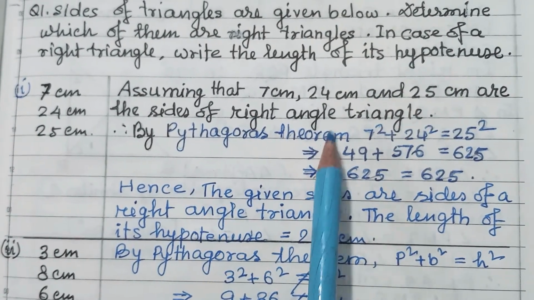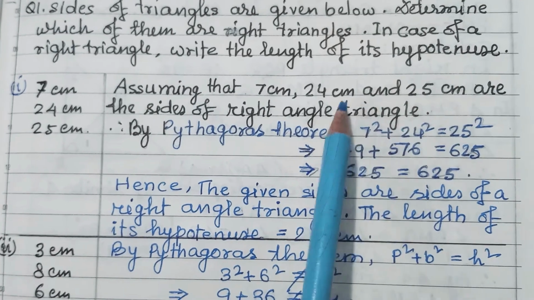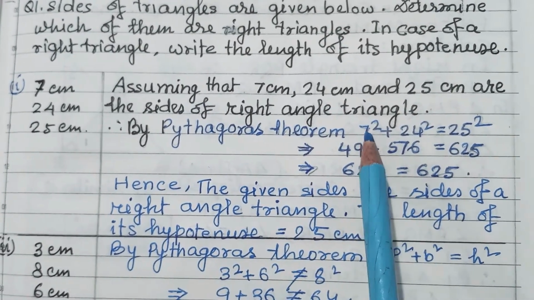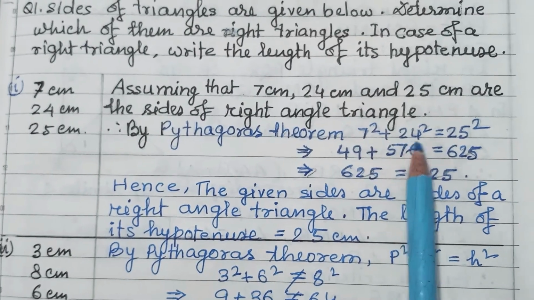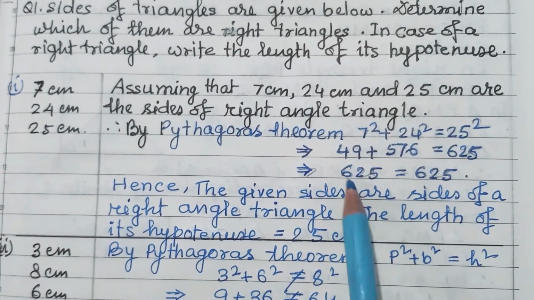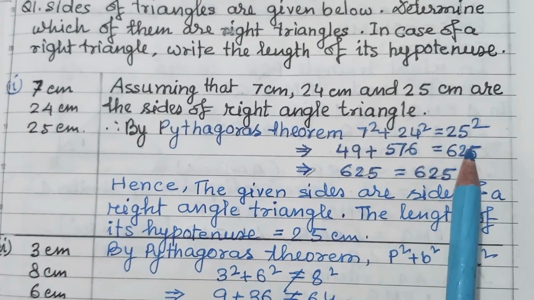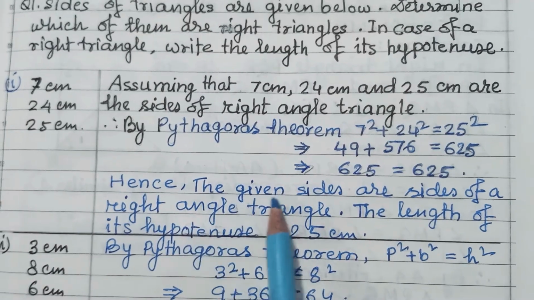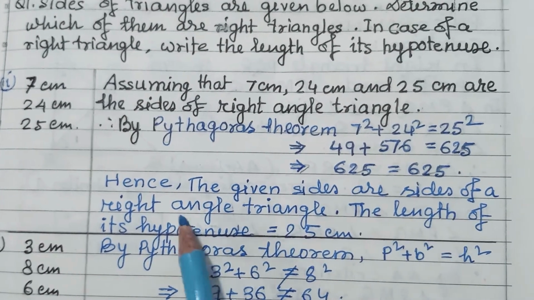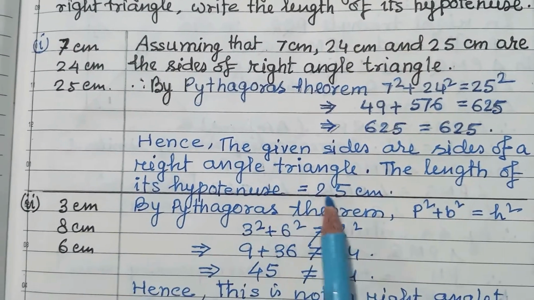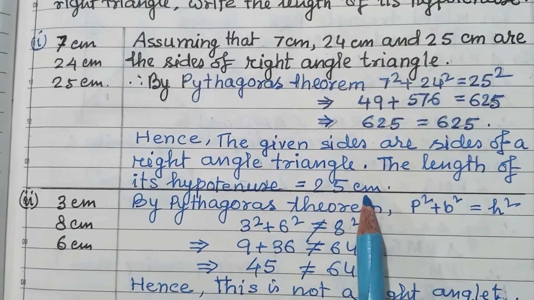By Pythagoras theorem, if they are the sides of a right angle triangle, then we can write 7 square plus 24 square must be equal to 25 square. Now check it. The left hand side is 625 and the right hand side is also 625. That means the given sides are sides of a right angle triangle, and the length of the hypotenuse is 25 centimeter.